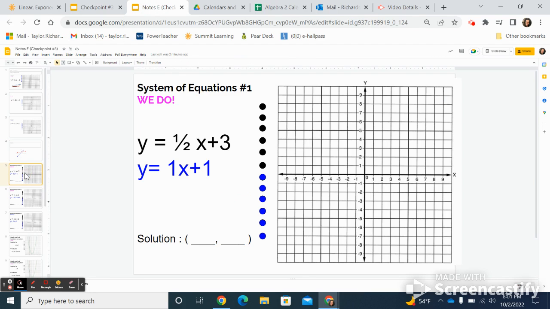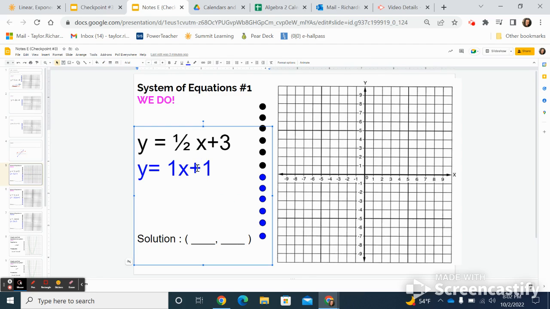So let's go ahead and go to slide 5 and see how this is going to work. If you notice, I'm giving you 2 lines. I'm giving you a black equation and a blue equation. We're going to graph both, and then we're just going to see where they cross, and that's going to be our solution.